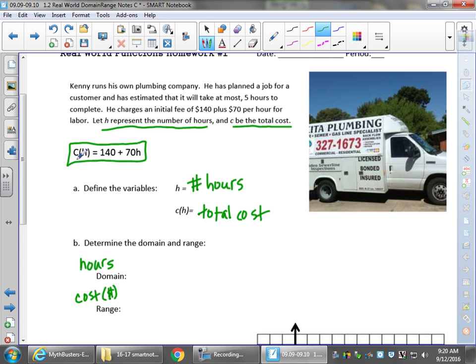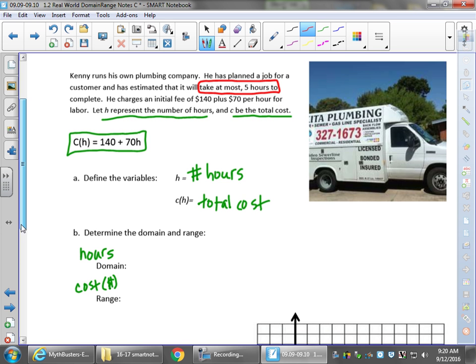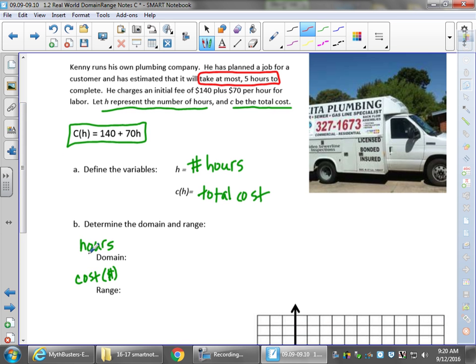Shamar? Very good. Estimated that it will take at most 5 hours. Is this a restriction on the domain or the range? Look at what we wrote above domain. So, Lewis, if you write the word hours above domain, it'll remind you that this is all about time.